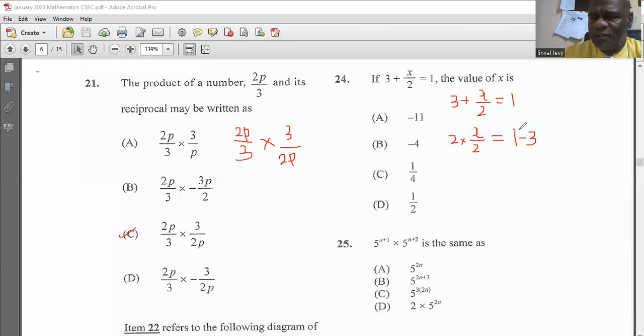Oh, sorry, I can't do that. So 1 minus 3 is negative. Let me erase that. Let me perform the operation first. Okay.